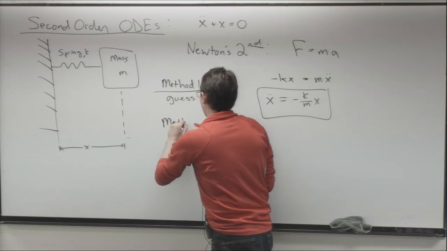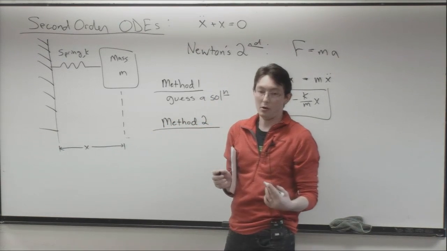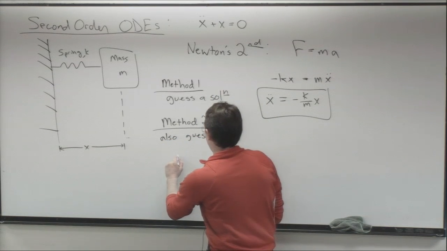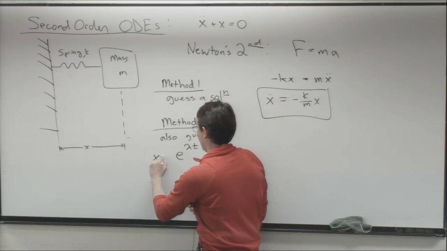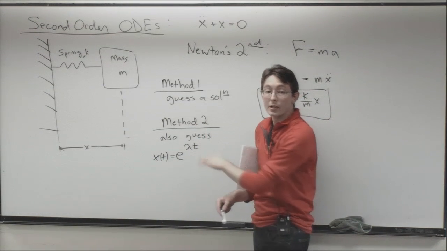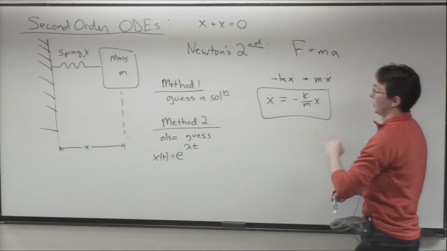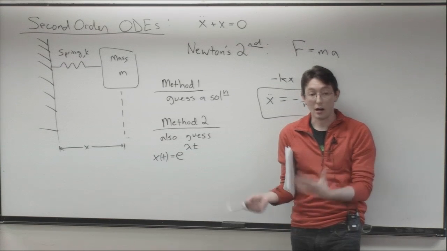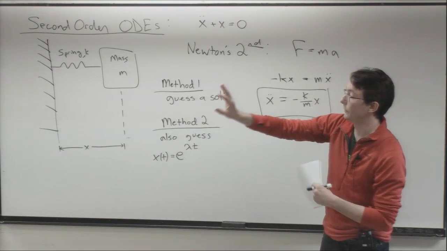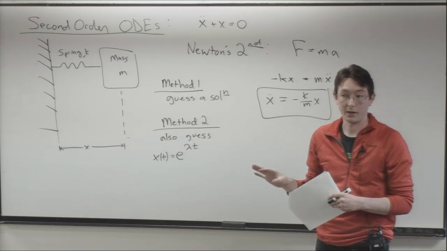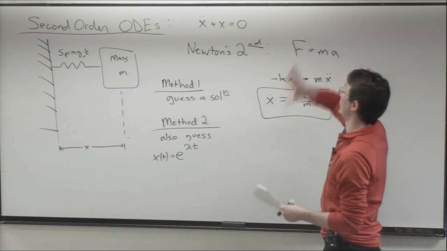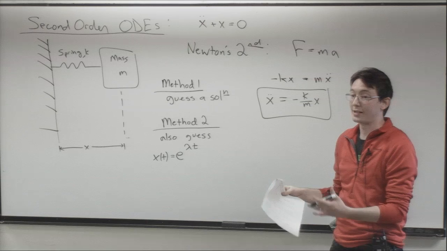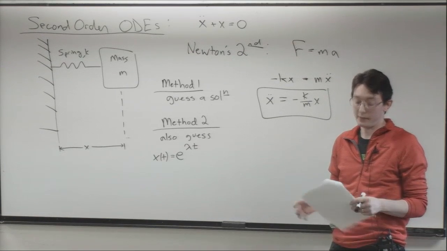Method 2 is also to guess. But now instead of just guessing a solution, let's try e to the lambda t. Let's try some solution e to the lambda t, and let's plug it into this equation and solve for what lambda has to be. Okay? You're going to find out that you get a complex valued exponential that's going to give you cosines and sines. Okay? So that's what we're going to do next lecture, and then we're going to generalize to higher order ordinary differential equations. And at that point, we're going to go into systems of multivariate ordinary differential equations.